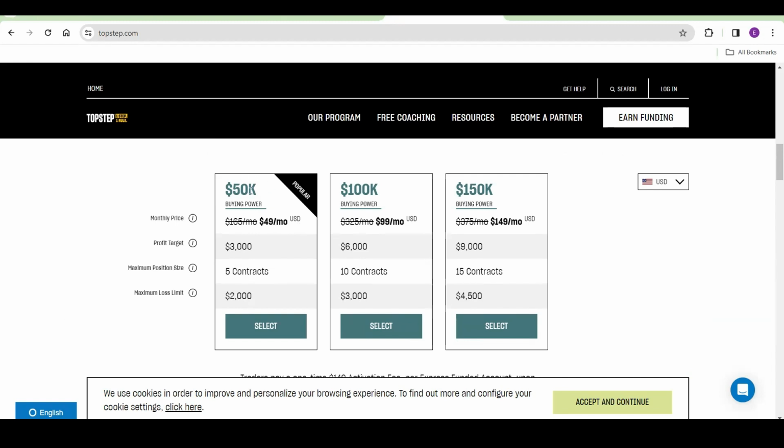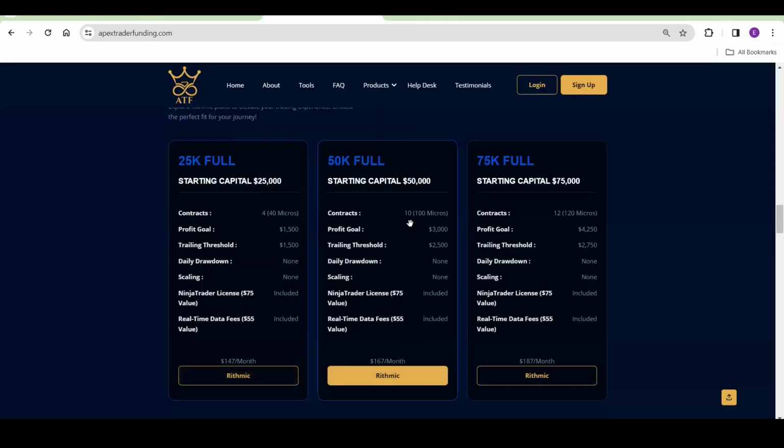So you will get a $50,000 paper account. You need to show them that you can make $3,000 in 1 month, 2 months, 3 months, 6 months, whatever. But every month they will deduct the payment of $49 per month. In Apex, they will deduct whatever, $50, $34. But it is good for the learning.